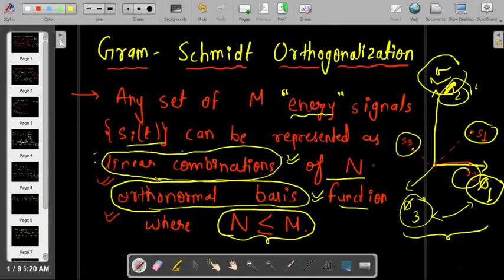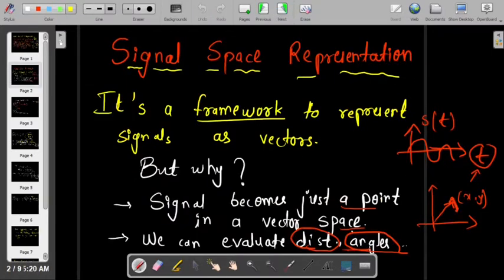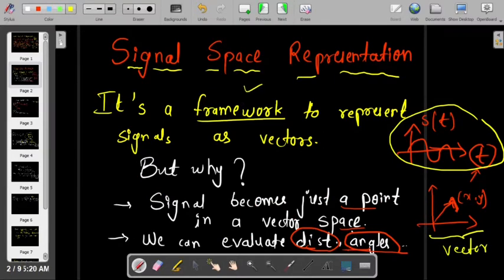But before that, let us go to something called signal space representation, because this is nothing but signal space representation. In signal space representation, we have the signal s of t, but it is represented in terms of a vector. So it's just a framework to represent a signal as a vector. But why? Are we getting something? Yes, of course. A signal becomes just a point in a vector space.